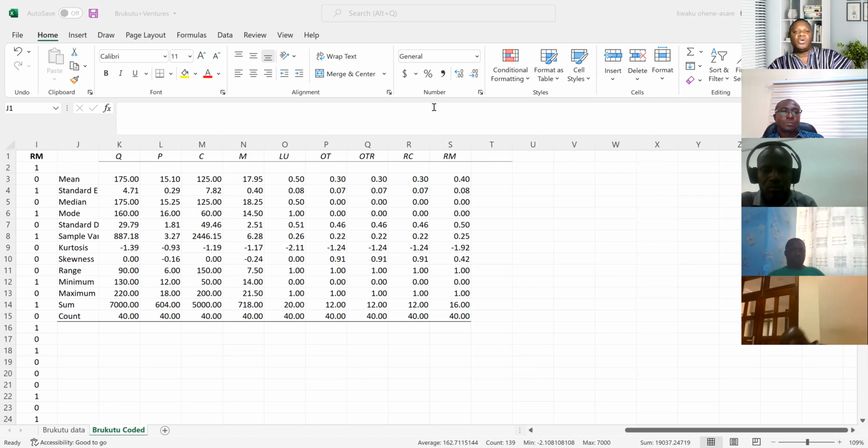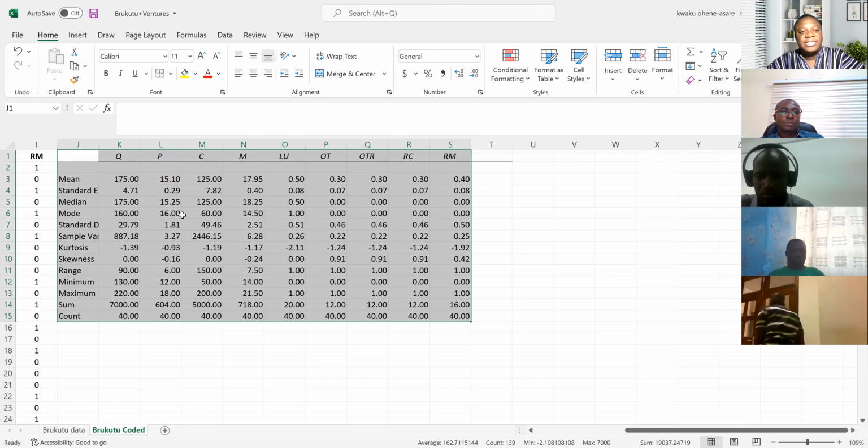All right. So when you do that, you should be able to have this beautiful descriptive statistics for each variable. On the basis of this, even in Excel, you can find the kurtosis for each variable.